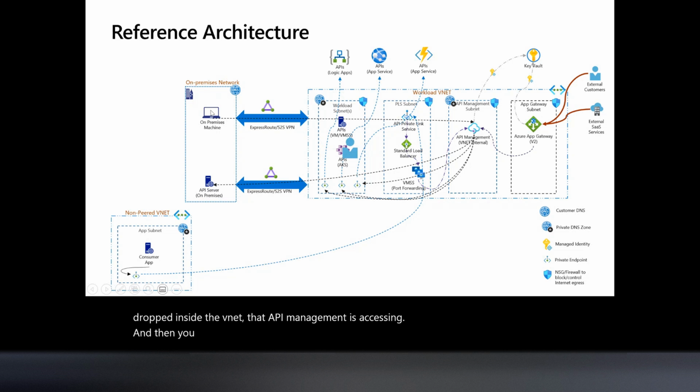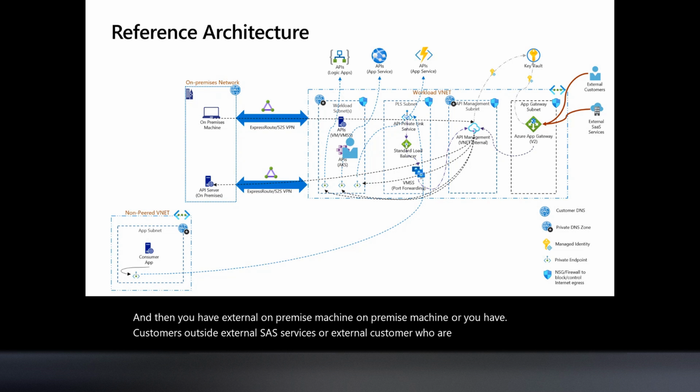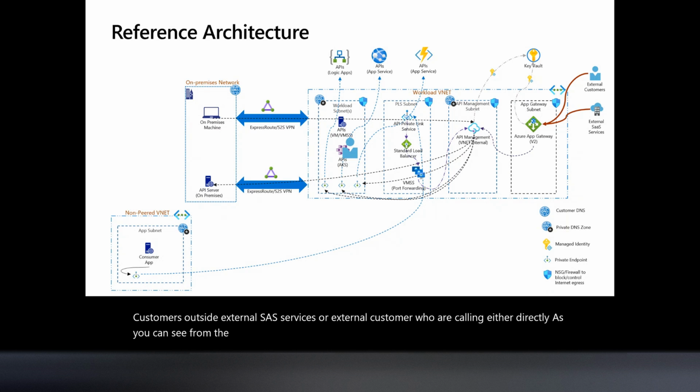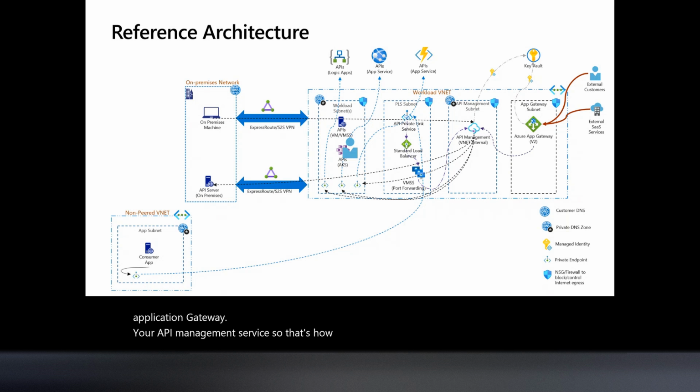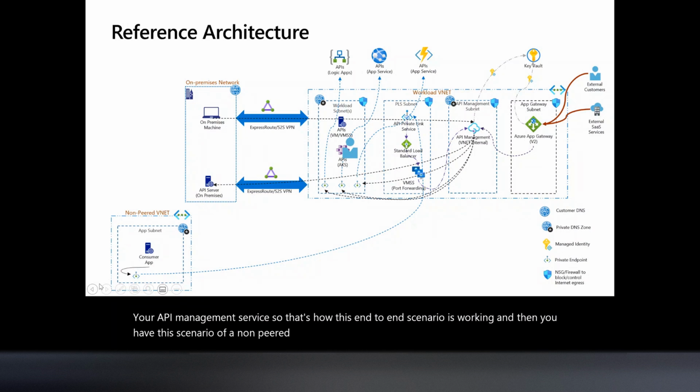And then you have an external on-premise machine, or customers outside, external SaaS services or external customers who are calling either directly, as you can see from the scenario for the on-premise machine, or they're calling your API management service through the application gateway. So that's how this end-to-end scenario is working. And then you have this scenario of a non-peered VNet at the bottom that is accessing that service through the private endpoint. So this is a consumer app that is calling API management through this private endpoint. Okay, so that's a quick overview.